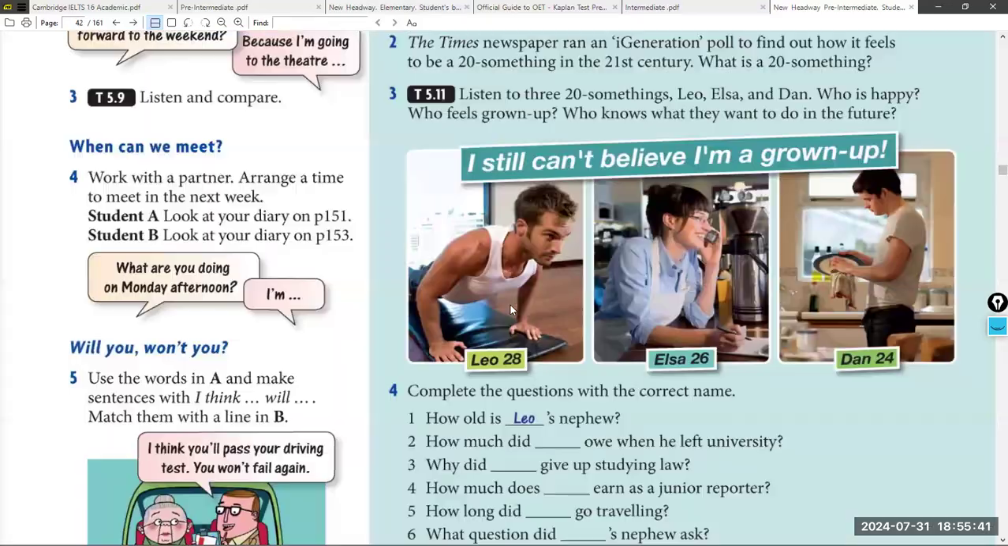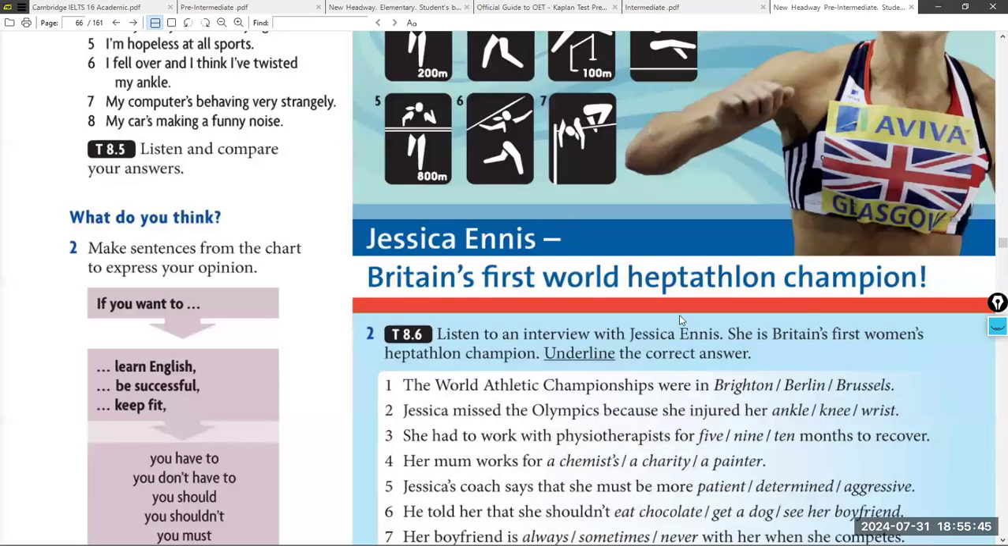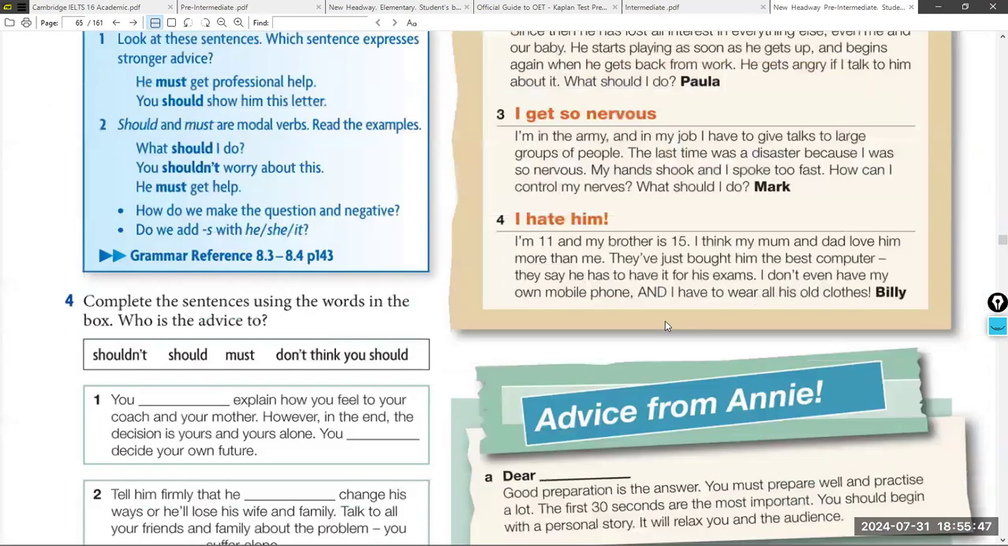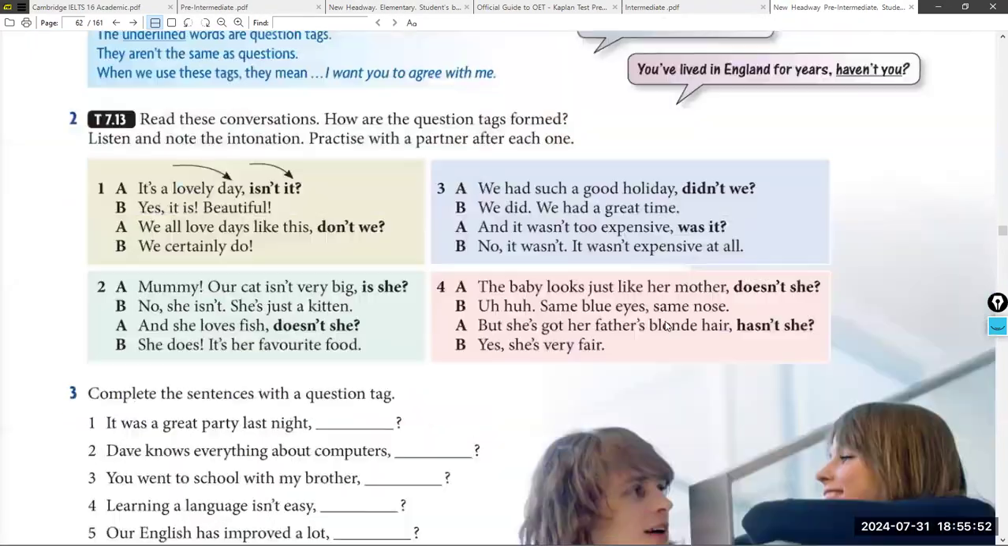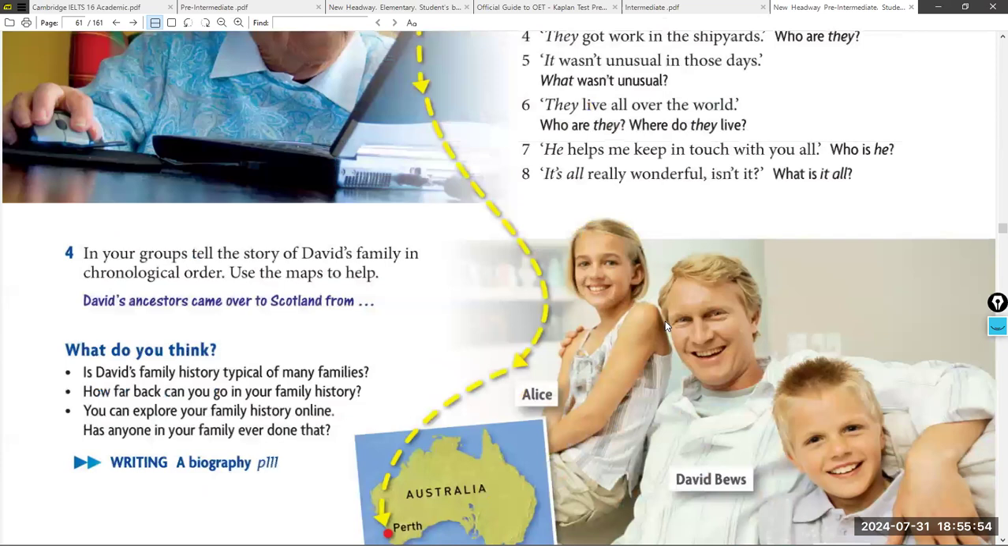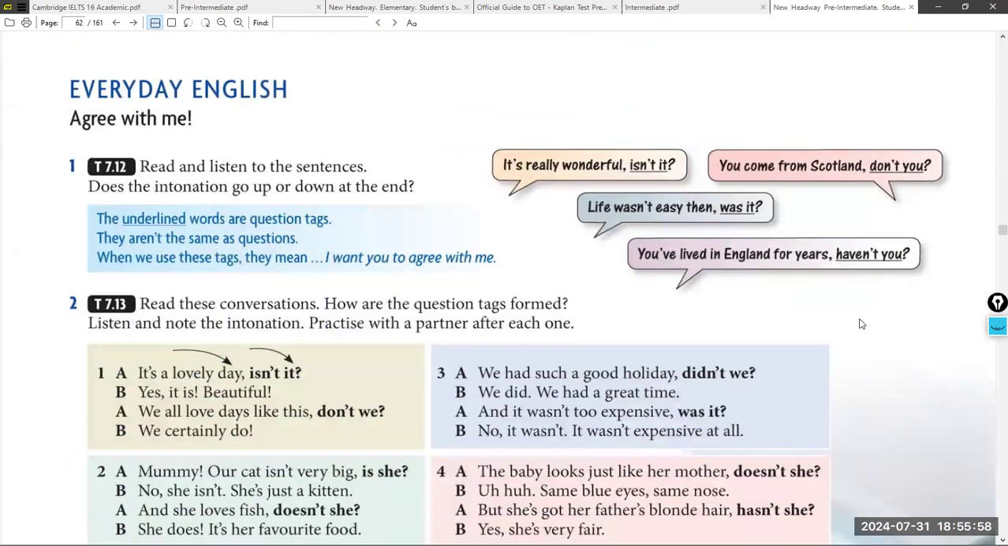Now I think it's the time just to go back to the point that we have stopped. Let me again scroll down to the page that we have stopped. Okay. So now I can say that we have finished talking about this page. Now let's take a look at the second or the next page. This is about everyday English.